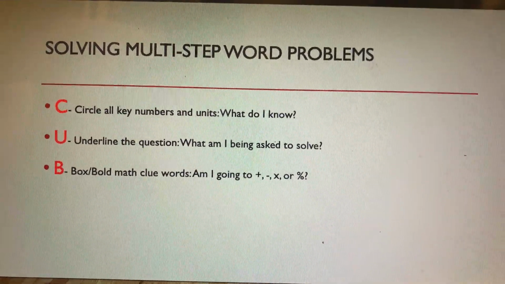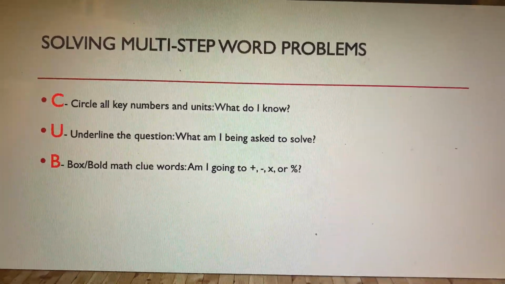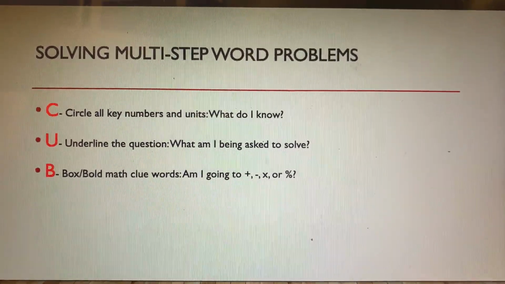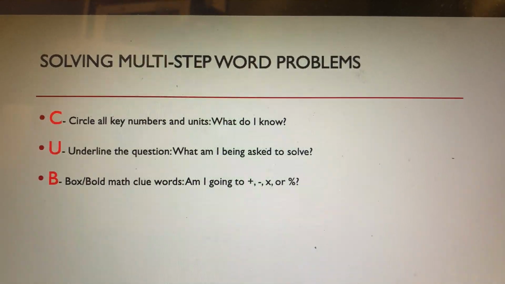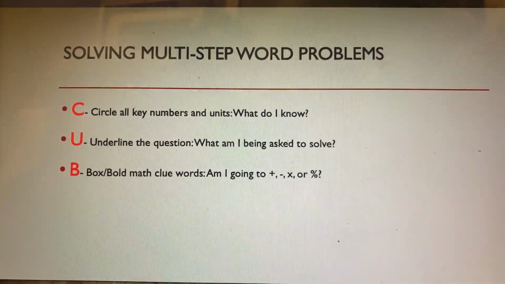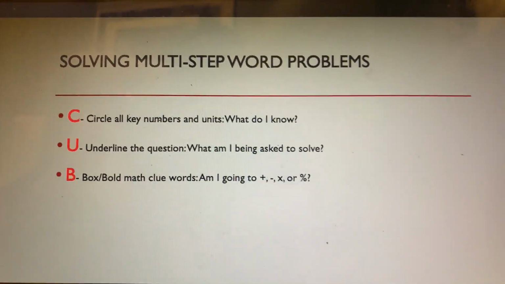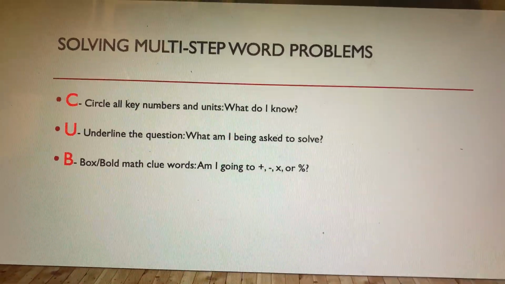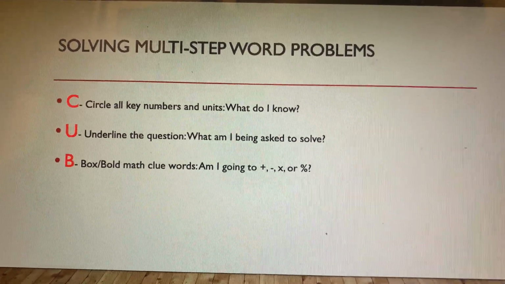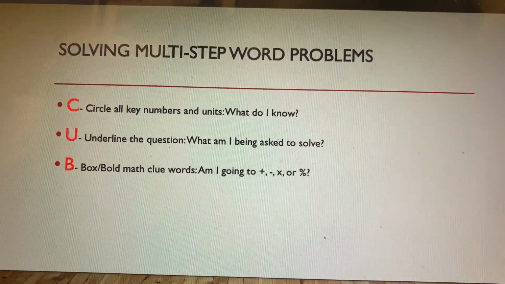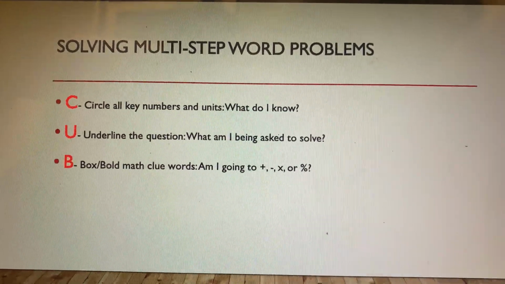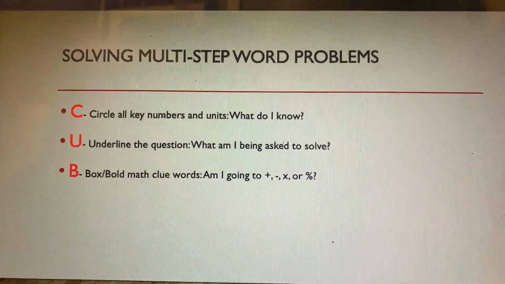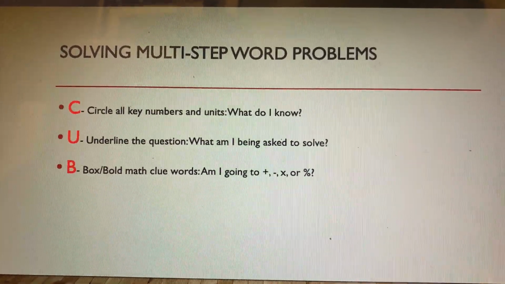Next, we're going to box or bold the math clue words, which will give us an inkling as to the operation we'll be using. So am I going to be using addition, subtraction, multiplication, or division? Will I be using greater than or less than? Will I be using a percentage? Will I be looking for a ratio? So all of those things will be within the text. We need to make sure we're boxing, bolding them, blocking them. In this instance, I'm going to bold them. And as you'll see, they've already been done. I want you all to get into this practice as well.